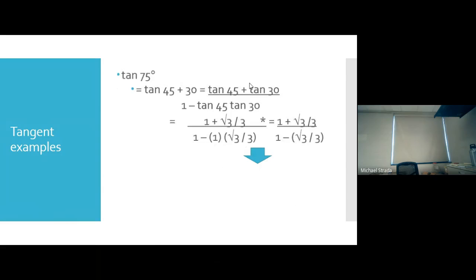All right, tangent examples. The tangent of 75 is the tangent of 45 plus 30. If we plug it into our formula, it becomes tangent of 45 plus tangent of 30 over 1 minus tangent of 45 times tangent of 30. So we add their tangents on the top, we multiply them on the bottom and subtract it from 1. The tangent of 45 is 1. The tangent of 30 is root 3 over 3. So we plug those in.